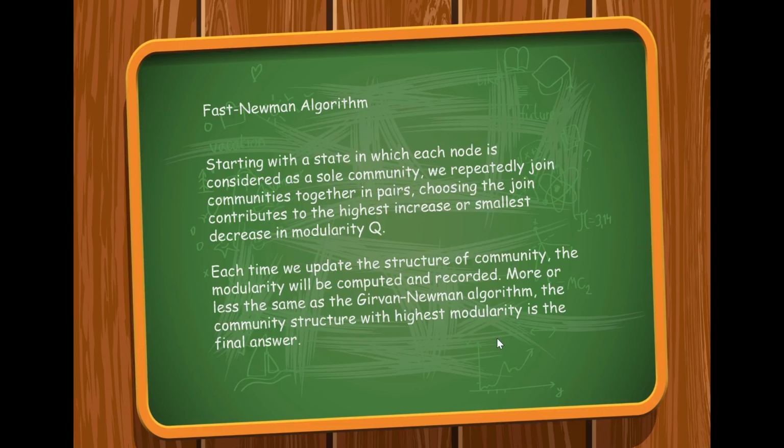Because of the high complexity in the GN algorithm, another algorithm called the Fast-Newman algorithm has been raised. In the beginning, each node is a sole community, so we join the communities together in pairs and select the join with the highest increase or smallest decrease in modularity. You may see this algorithm avoids computing the edge betweenness, which decreases the complexity greatly.